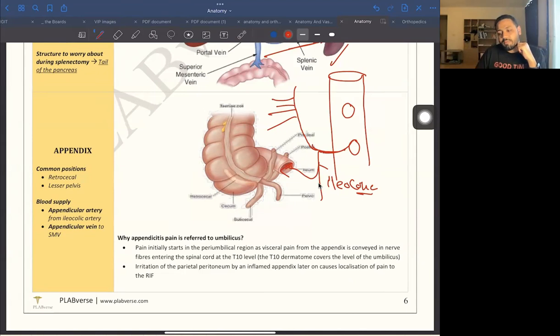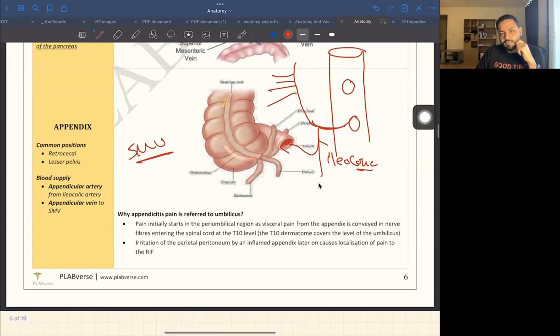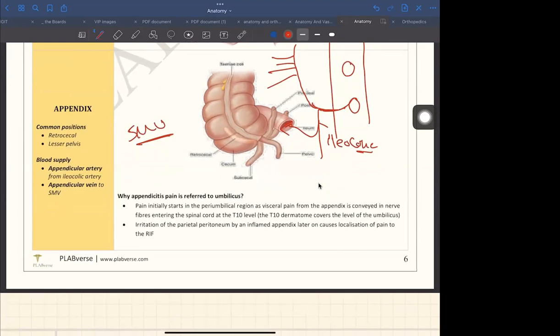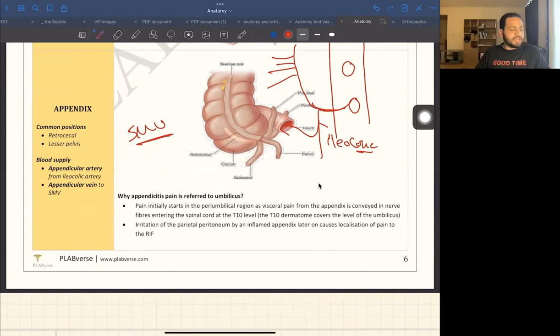Remember, where does the superior mesenteric vein go? Can anyone tell me, what does the superior mesenteric vein join at the end? Can anyone remind me? The midgut? Yeah, I know, but I mean, the superior mesenteric vein joins another vein to form another vein. What is it?